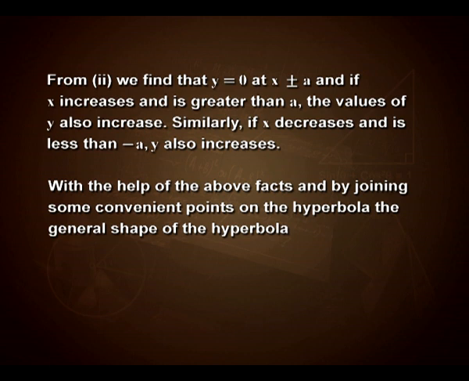With the help of the above facts and by joining some convenient points on the hyperbola, we get the general shape of the hyperbola x square upon a square minus y square upon b square is equal to 1.